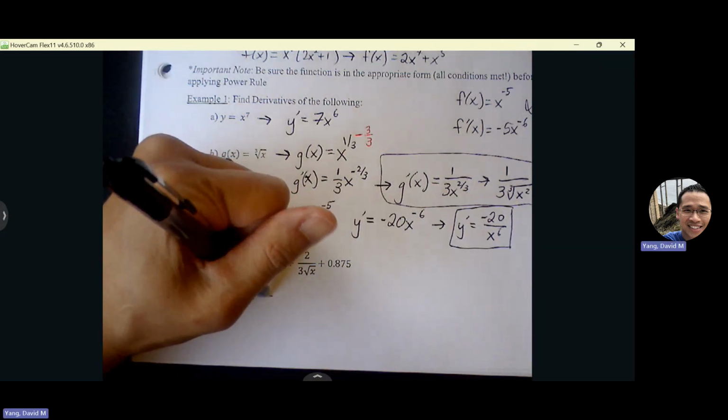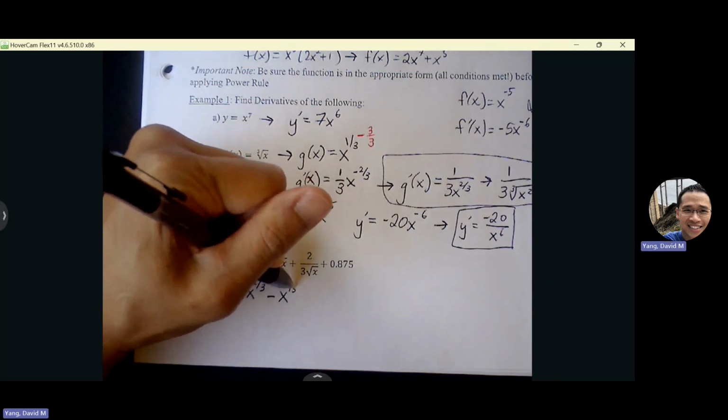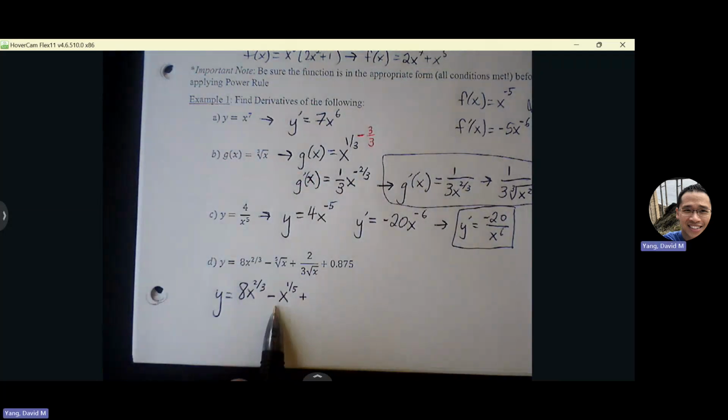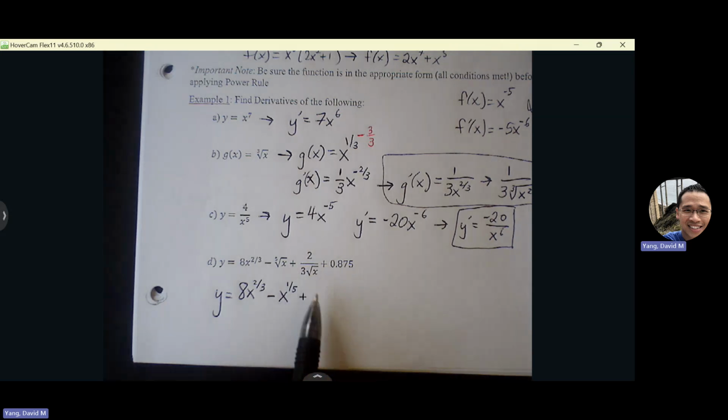Right. We can rewrite it as x to the 1/5. Okay. So now that's ready. 2/3 root x. There's two things that need to happen if we want to get this ready for power rule. What do we need to do? First off, root x needs to be written as x to the 1/2 to convert it to rationals, and then that x to the 1/2 needs to come up to the top to get it ready for power rule.